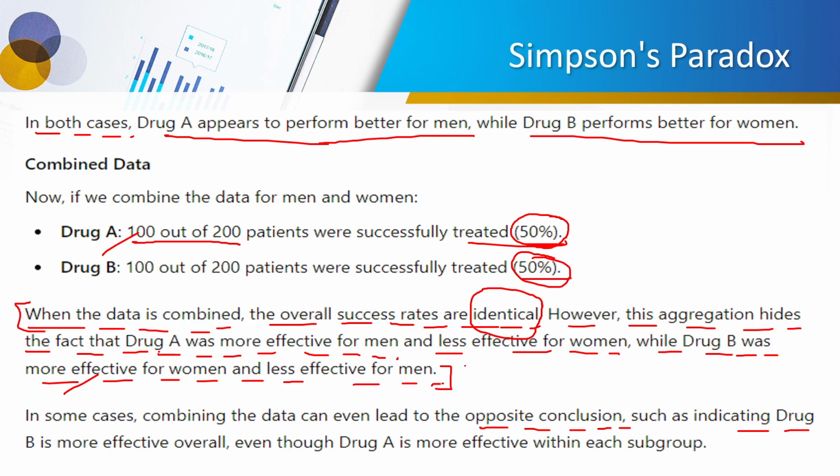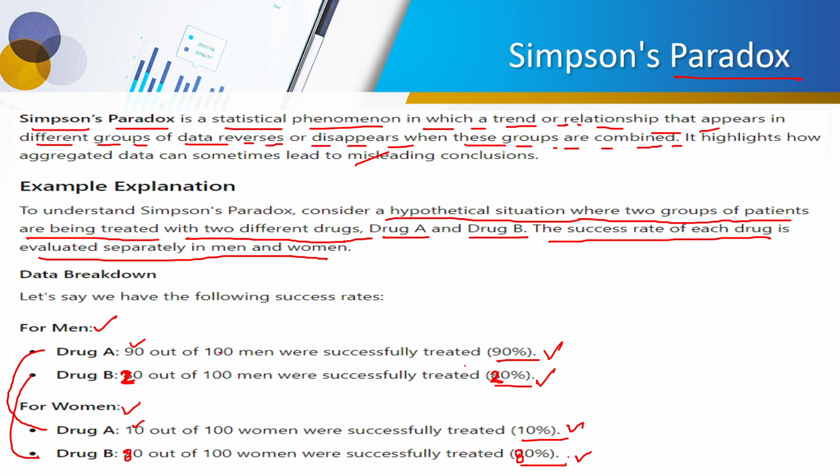And in your exam, on this there is a theory question. On Simpson's paradox, they will ask you the theory question: explain the concept of Simpson's paradox. What does Simpson's paradox say? It talks about when two groups appear different. So here the example you can give: we have drug A and drug B, which we tested on men as well as on women.